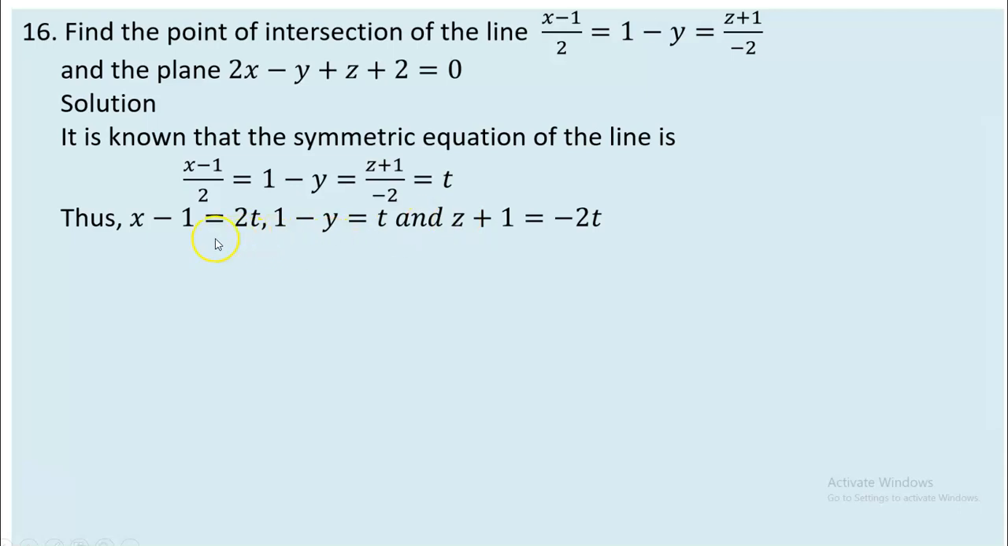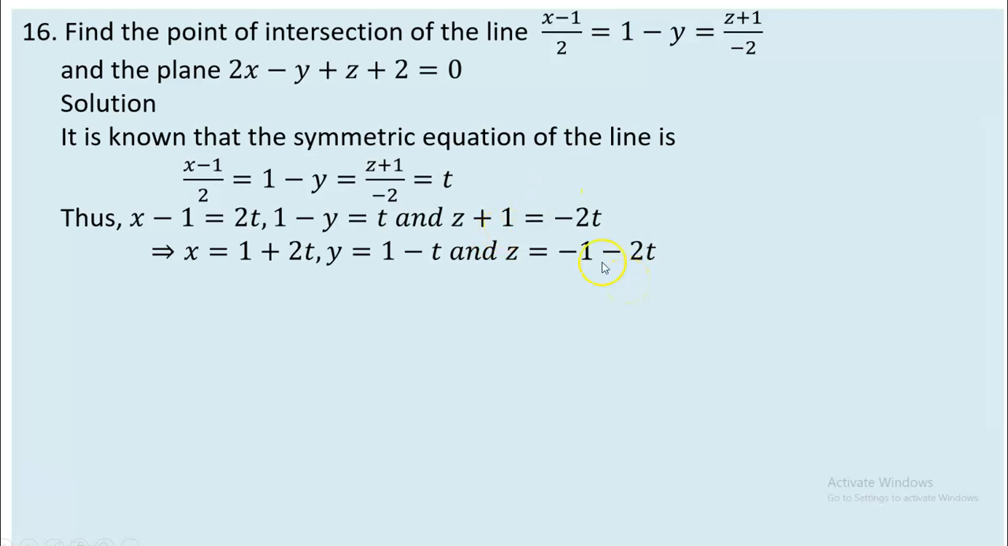Now, students, let's write these three in terms of x, y, z. Minus 1 can move to the right, so x is 1 plus 2t. Here move minus y to the right and bring t to the left, so y is 1 minus t. And move this 1 to the right, so z is minus 1 minus 2t.